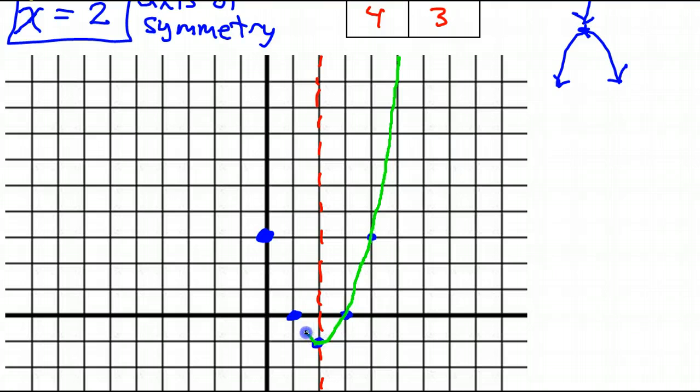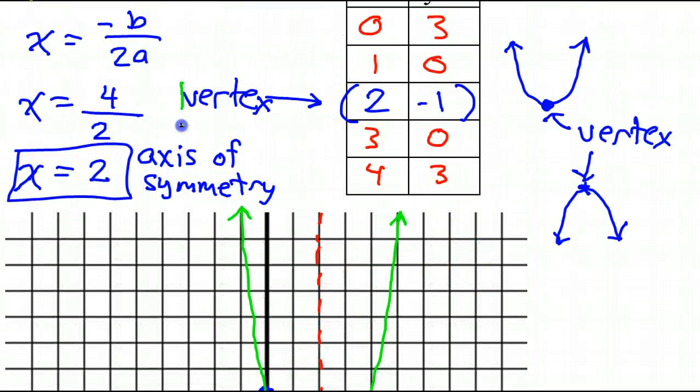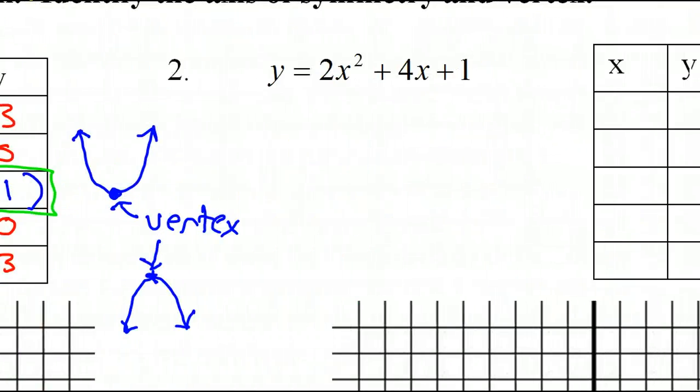Okay, so it should look something basically like this. Okay, so there's your parabola. And you could put arrows on here if you want to show that it goes up forever. And we've got the vertex and the axis of symmetry, the 2 things they wanted us to point out. So that's problem number 1. All right, problem number 2.